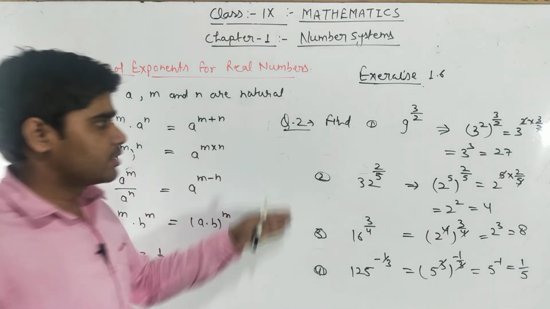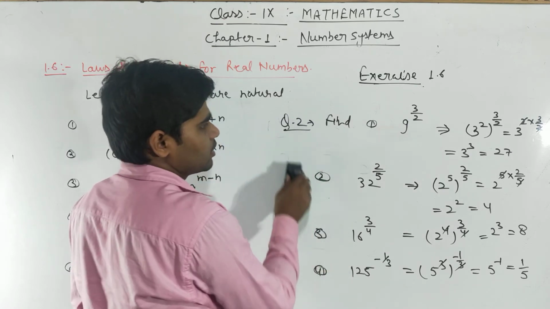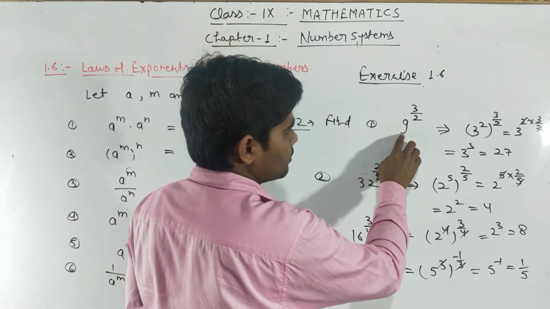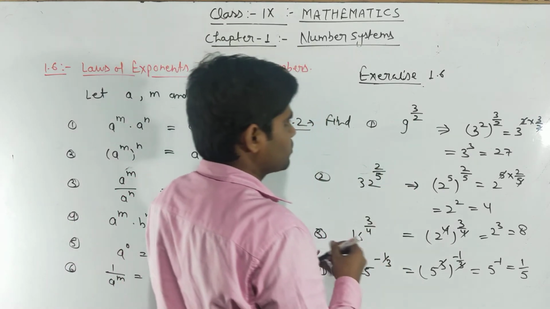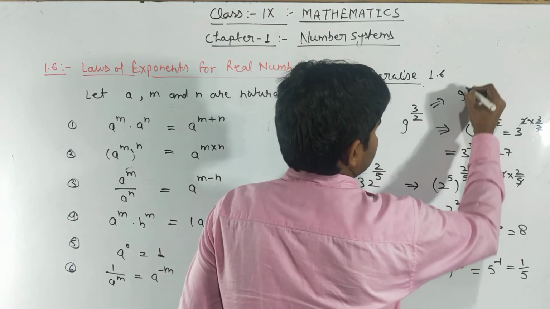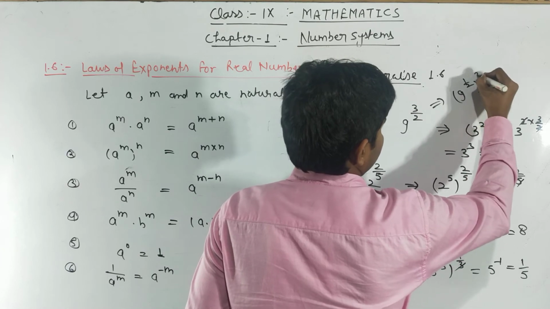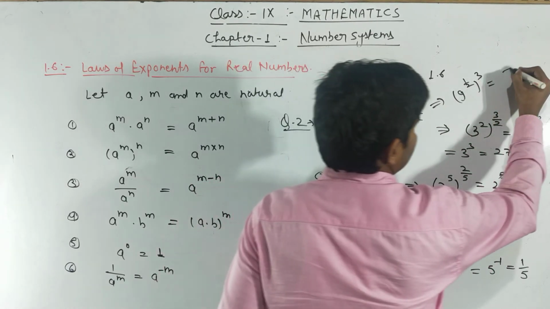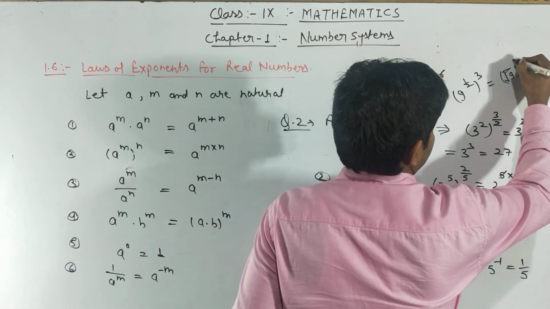Simple. Any doubt? You can solve in a different manner. You can solve these questions in this method also. 9 power 1 by 2, power 3. Power 1 by 2 means root, so you can write 9 power 1 by 2, power 3.